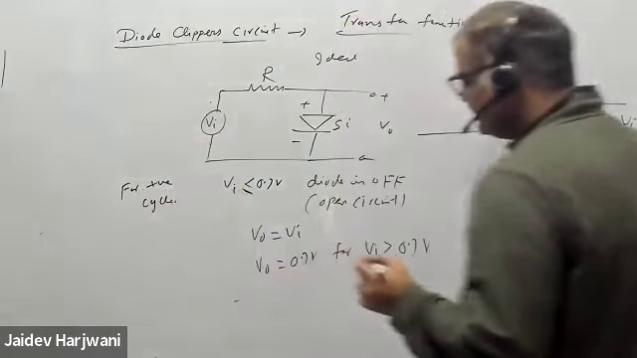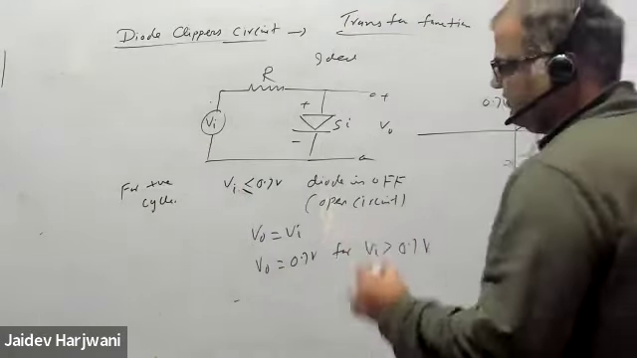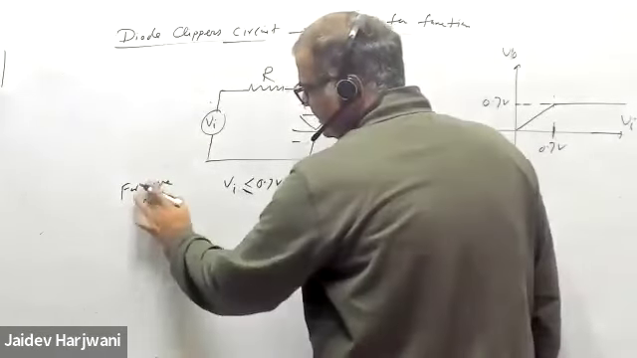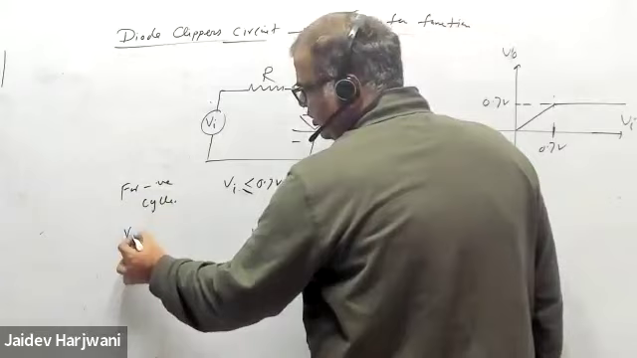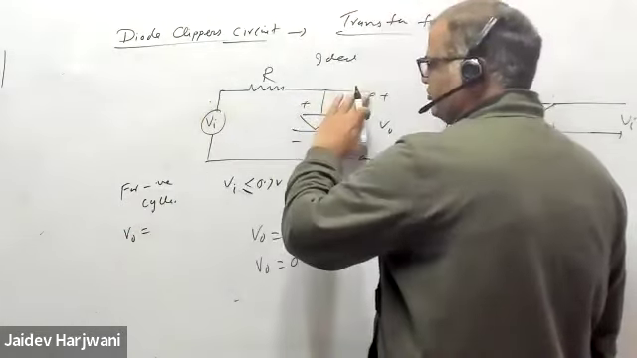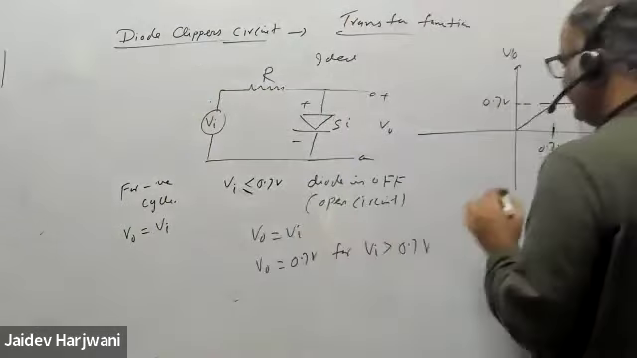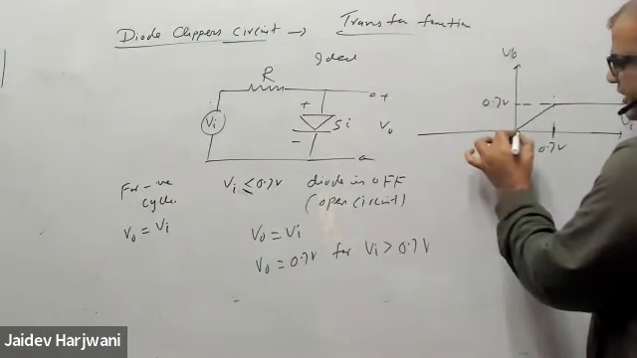Now what about the negative cycle? Tell me. Very good. For the negative cycle, the diode will be open, so V output will be equal to V input. Now if you're putting V input negative, the output will also come negative.